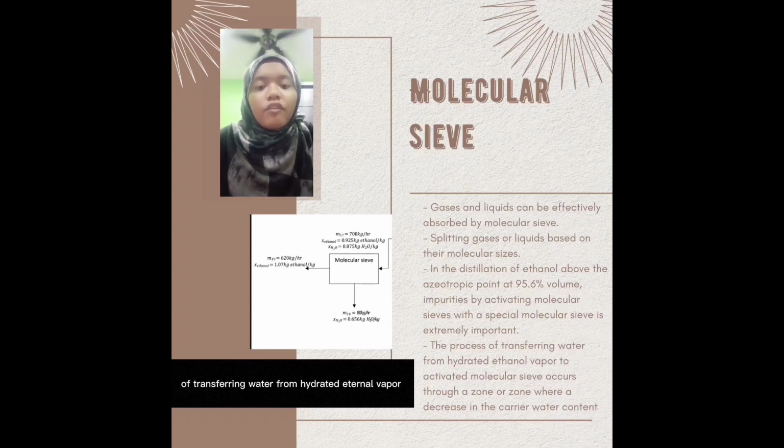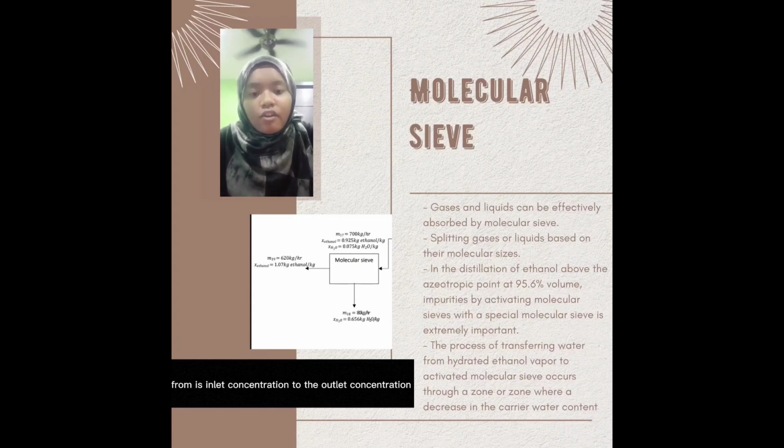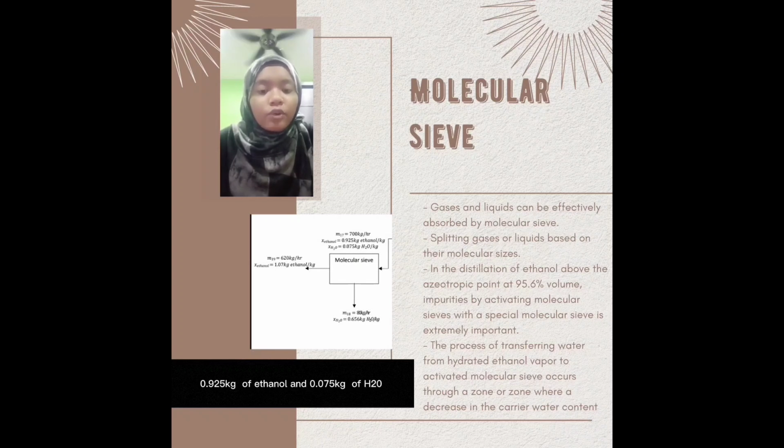The process of transferring water from hydrated ethanol vapor to activated molecular sieve occurs through a zone where there is a decrease in the carrier water content from its inlet concentration to the outlet concentration. Input containing 0.925 kg of ethanol and 0.075 kg of H2O is fed to the molecular sieve at a rate of 700 kg per hour that produces two outputs.